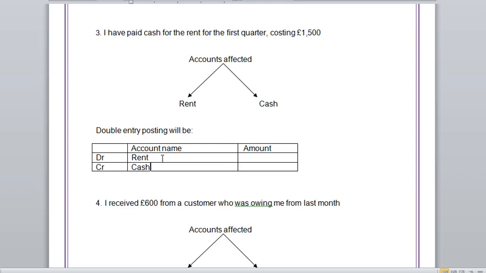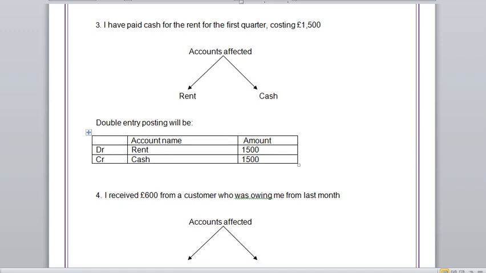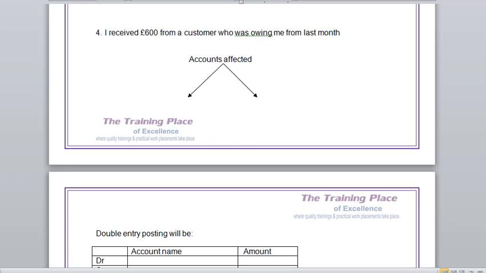You debit expenses, assets and drawings. I'm going to debit my asset if it's increasing. In this case, the asset is reducing, so I am going to credit the cash account with the amount I paid. And what did I pay for? I paid for rent. My expense is increasing.